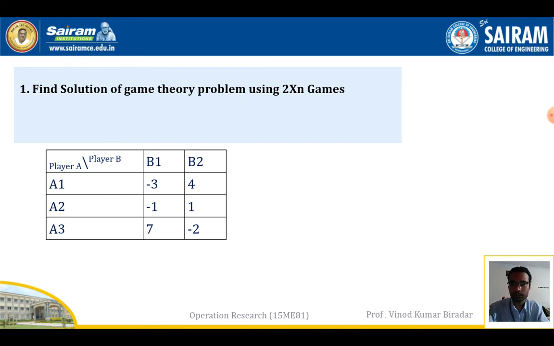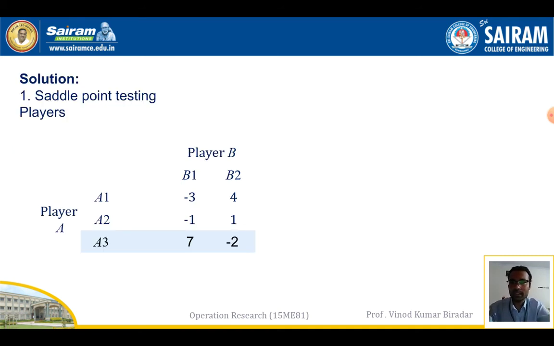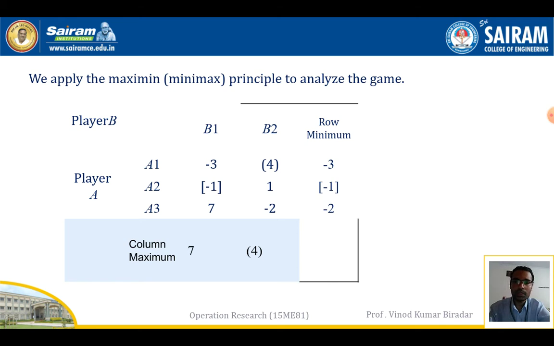Here the saddle point does not exist, and also we cannot solve it by the dominance method, because if you want to solve by dominance we need only a 2 into 2 matrix. Now write the question as it is. This is the solution. First we have to calculate the saddle point. Write player A and player B with minus 3, minus 1, 7, 4, 1, minus 2, as it is. Now use the maximin minimax principle.